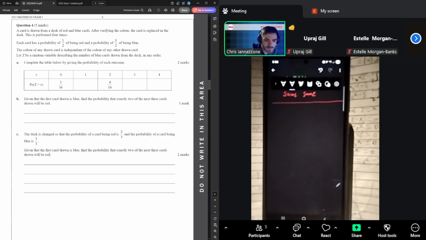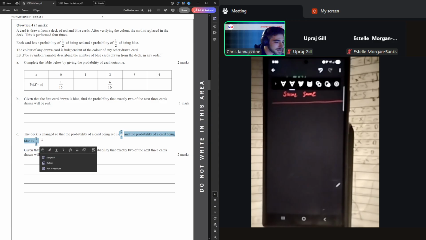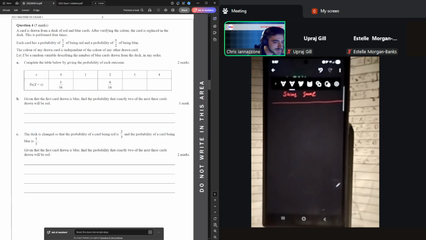Sweet. Yeah, here we go. Same question, but now you can't rely on this bit here. The base probabilities have swapped.